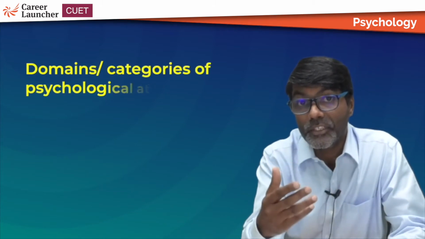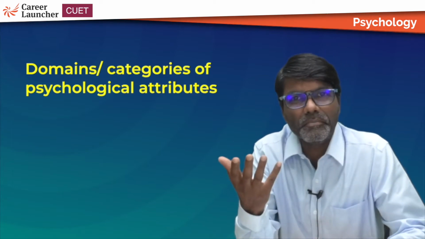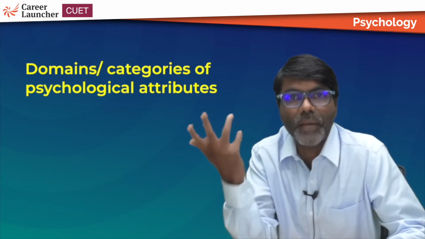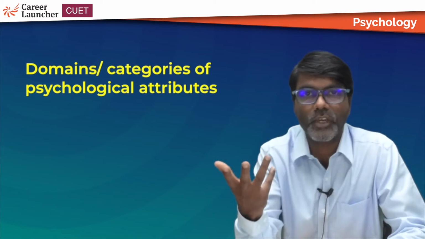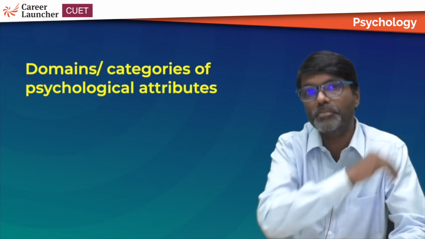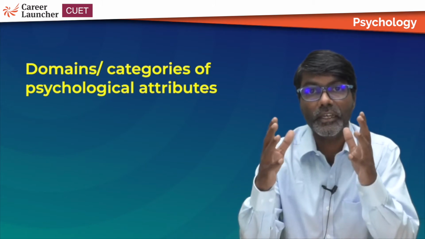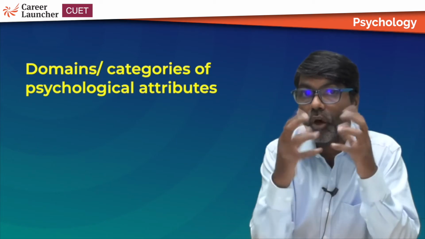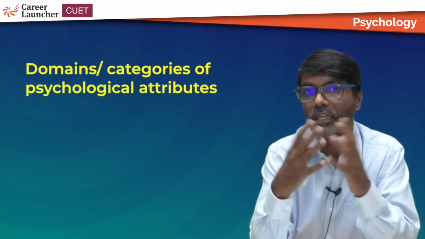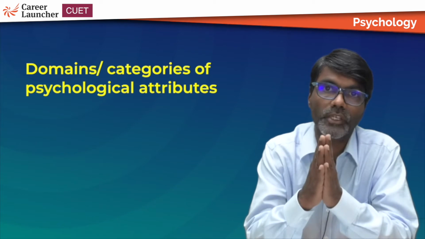is what are the domains or categories of psychological attributes. Sounds very, मालूम नहीं है क्या बोल रहा है ना, domains or categories of psychological attributes. Each word looks or sounds like Greek and Latin. बहुत सिंपल है. देखिए, हर इंसान के other than the physical body, there is a non-physical part. उस non-physical part को समझने के लिए मुझे क्या क्या dimensions देखने पड़ते हैं. That is what this part of the chapter is talking about.